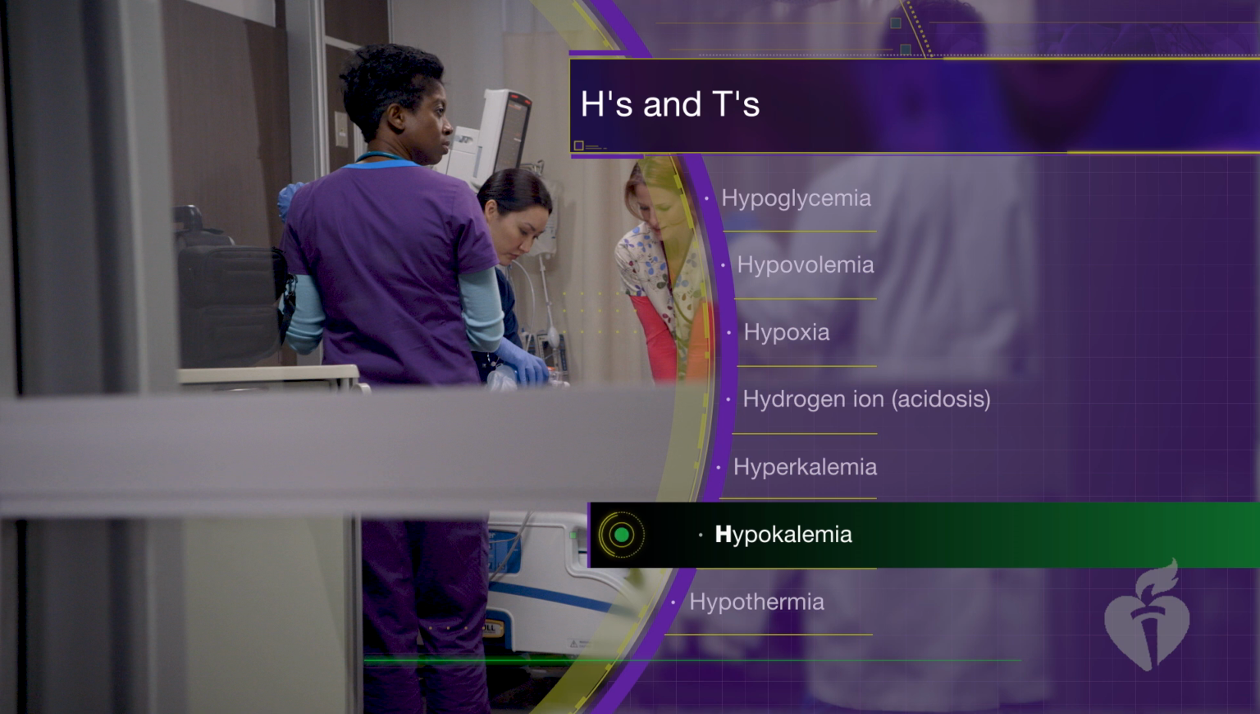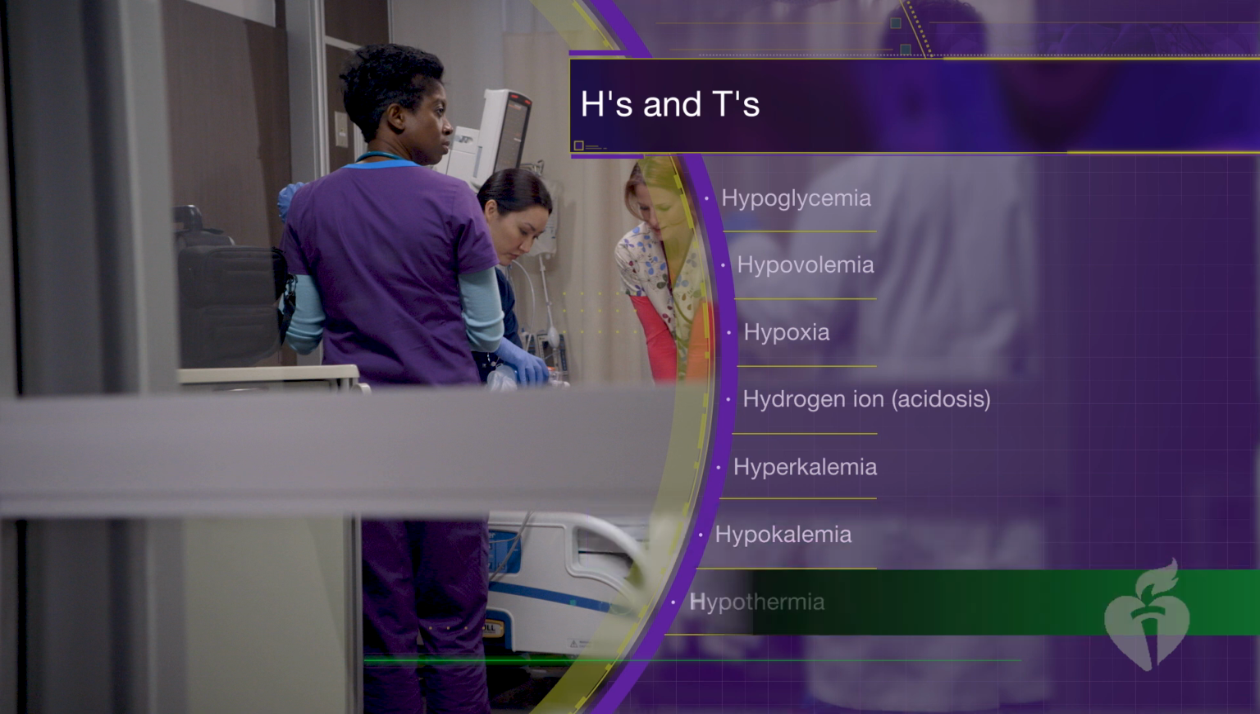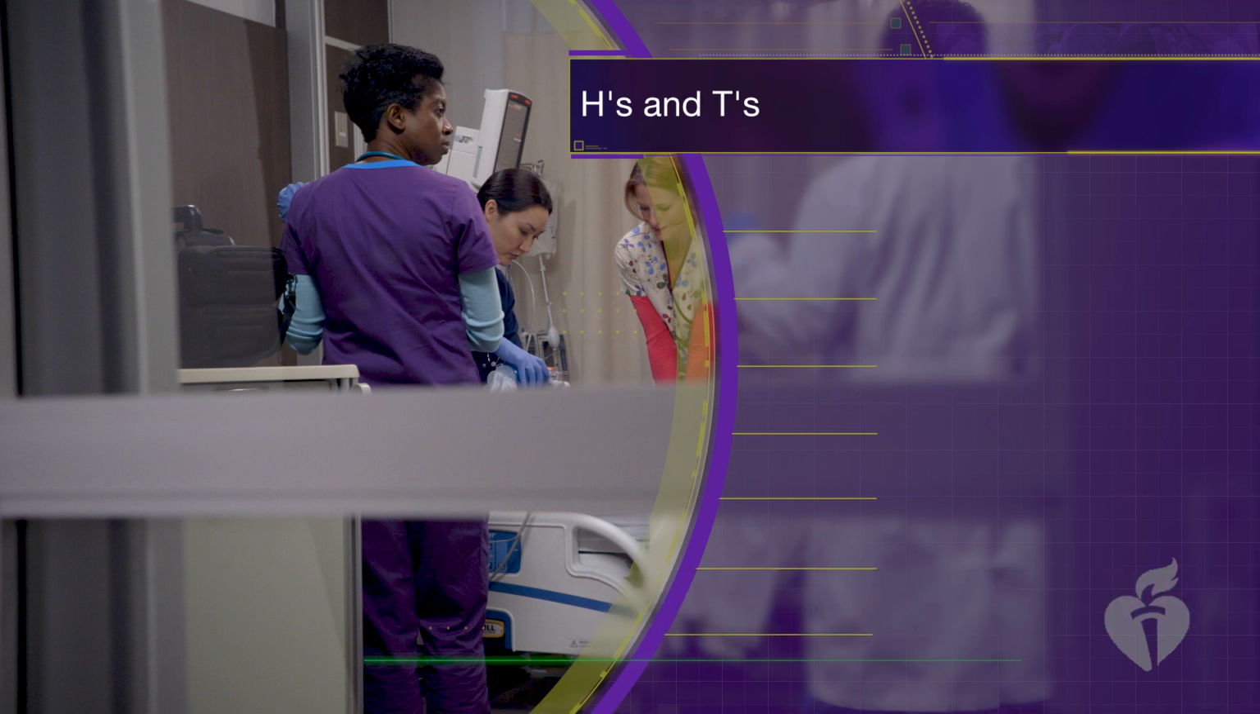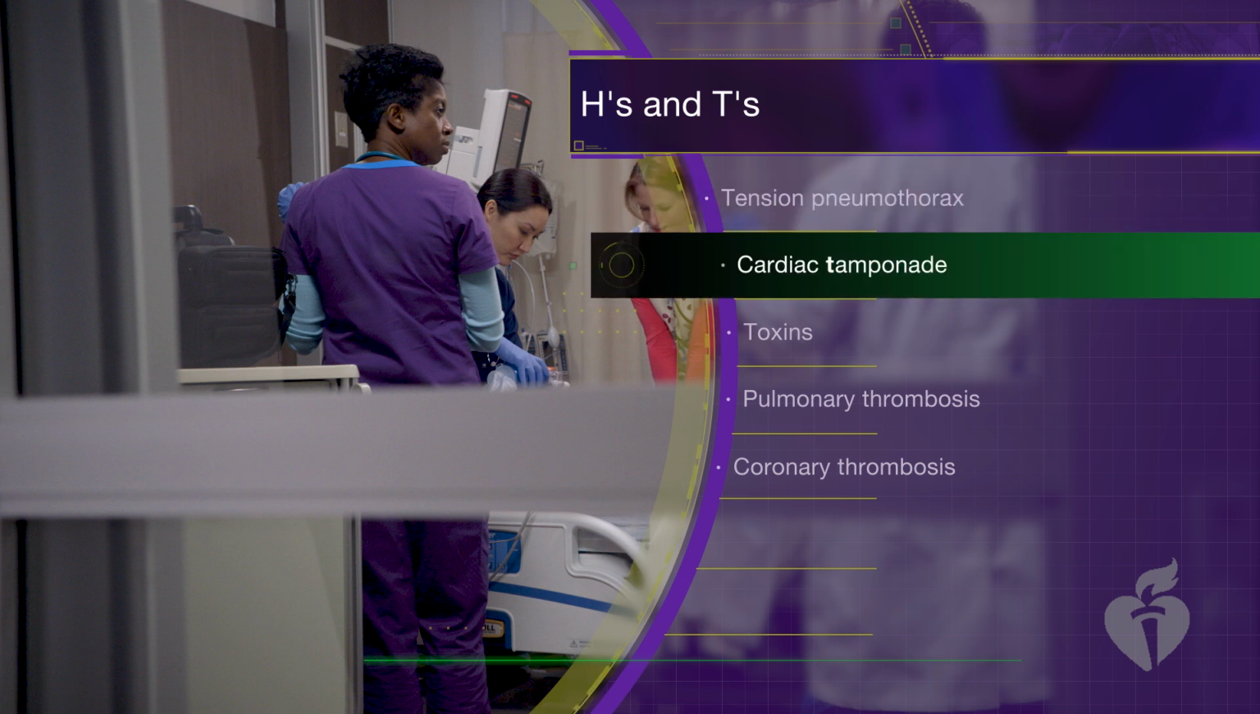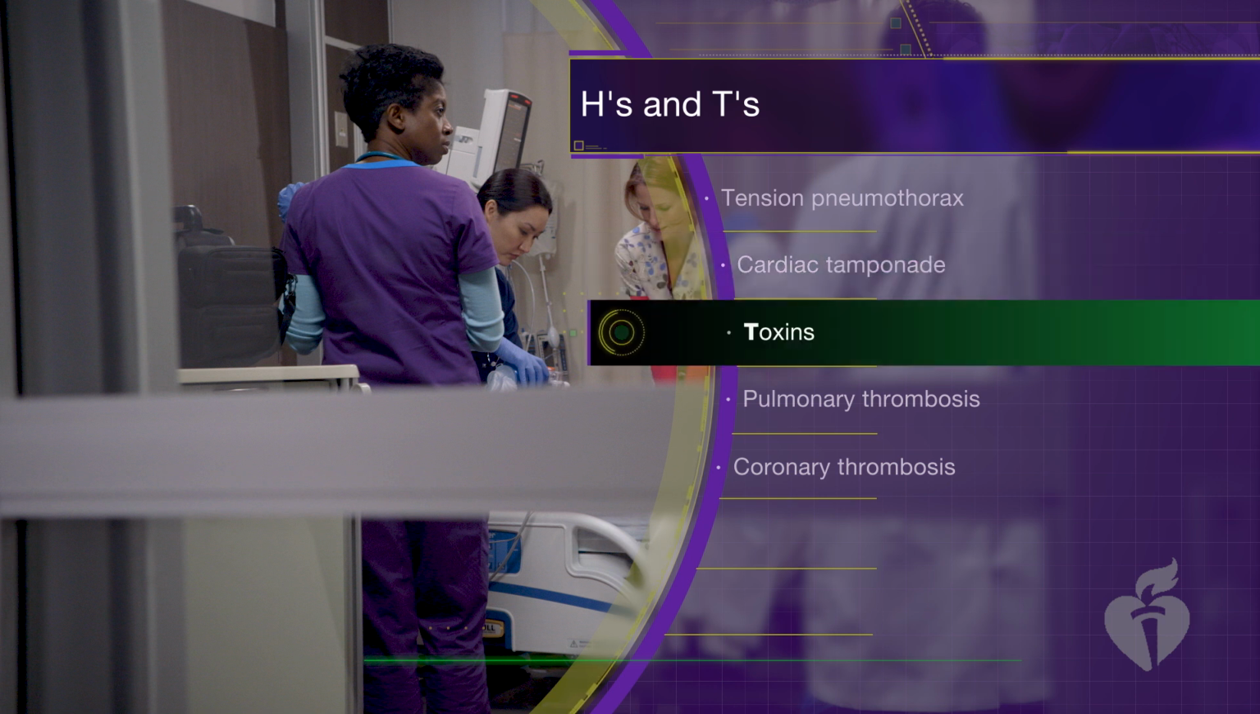Hypokalemia is low blood potassium. Hypothermia is when the body temperature drops below 35 degrees Celsius. Tension pneumothorax results from an abnormal accumulation of air in the pleural space. Cardiac tamponade is a condition caused by the accumulation of fluid between the heart and the pericardium. Toxins may be best uncovered by a focused history.